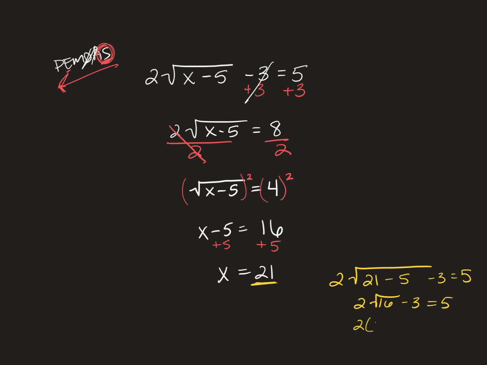We got 2 times 4 minus 3 equals 5. 8 minus 3 does equal 5. Everything is good. So x equals 21 is a valid solution.